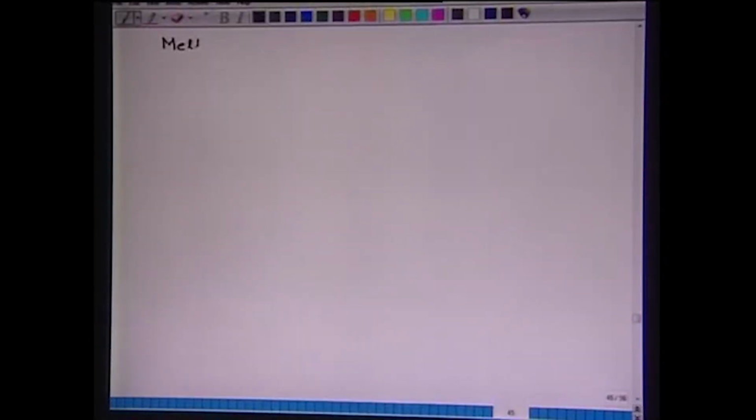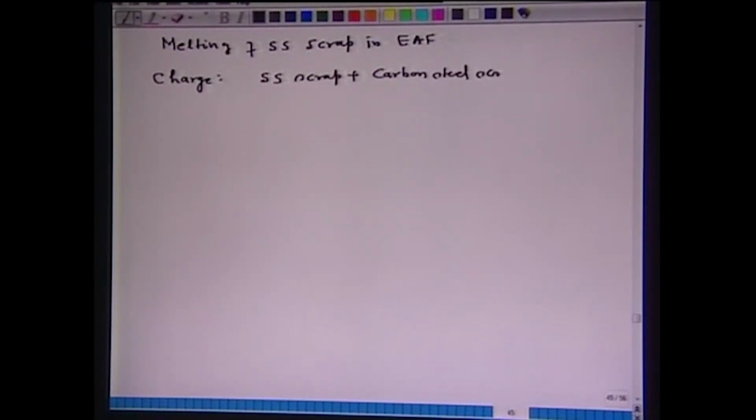Now, another important thing: how to make use of these calculations in stainless steel making. So, let us see first of all the melting of stainless steel scrap in EAF in the light of the knowledge that we have gathered previously. So, the charge consists of SS scrap plus carbon steel scrap plus lime. Mind you, the melting of SS scrap in EAF is carried out at atmospheric pressure. So, PCO is 1 atmospheric pressure.